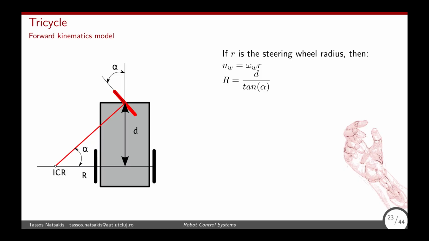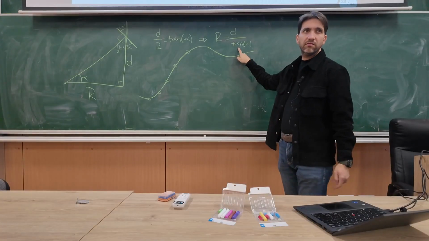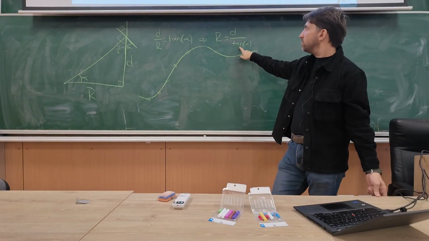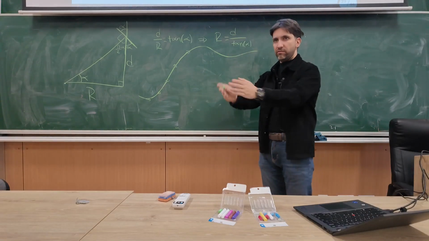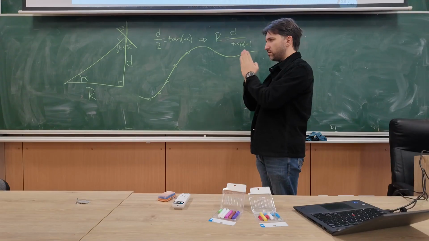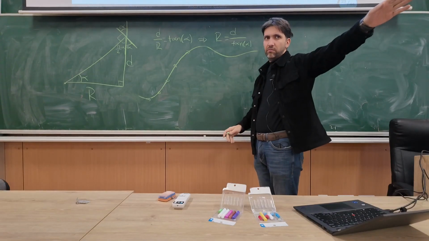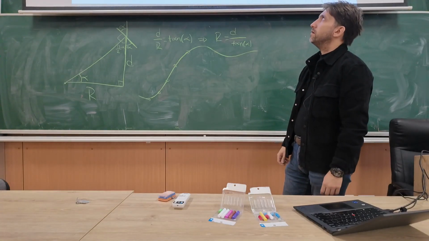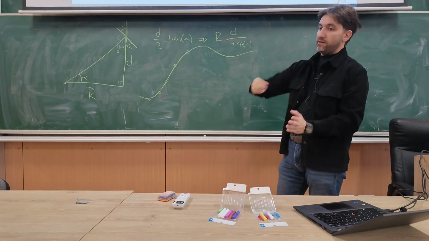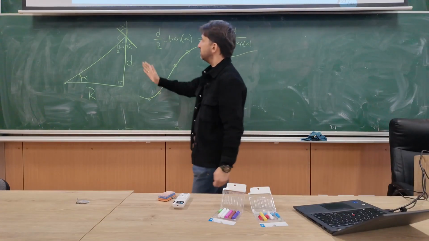All right. Let's prove it a little bit. If alpha is 0, tangent of 0 is 0, D over 0, infinite. So R is at infinity. If alpha is 0, it's looking straight. I will be going straight, so curvature at infinity. If alpha is 90, extreme case, right?